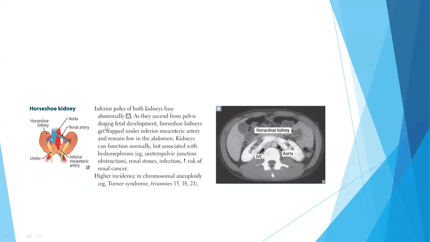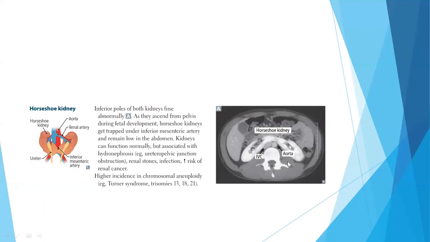So again, the inferior poles of both kidneys fuse abnormally, and as they ascend from the pelvis during fetal development, the horseshoe kidneys get trapped under the inferior mesenteric artery and remain low in the abdomen. The kidneys can function normally, but are associated with hydronephrosis, renal stones, infection, or there is increased risk of renal cancer.